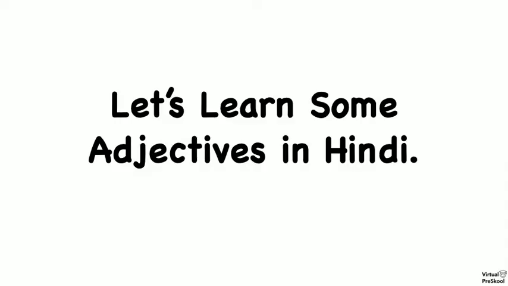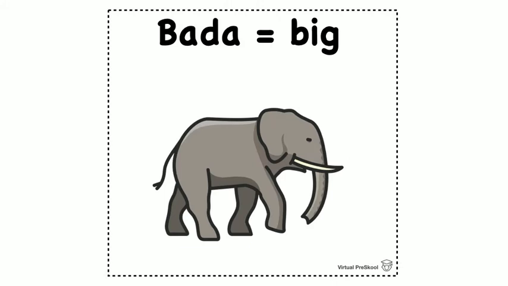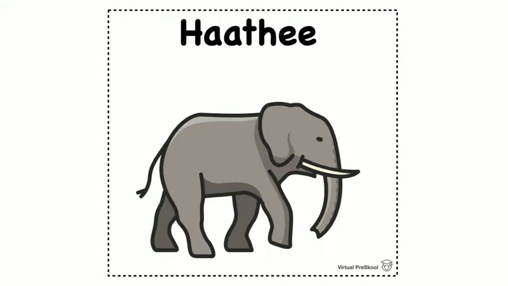Now, let's learn some adjectives in Hindi. Bada. Bada means big. And of course, elephants are big, right? And let's put this together in a sentence to say the elephant is big. Elephant in Hindi is hathi. Hathi bada hai. The elephant is big.